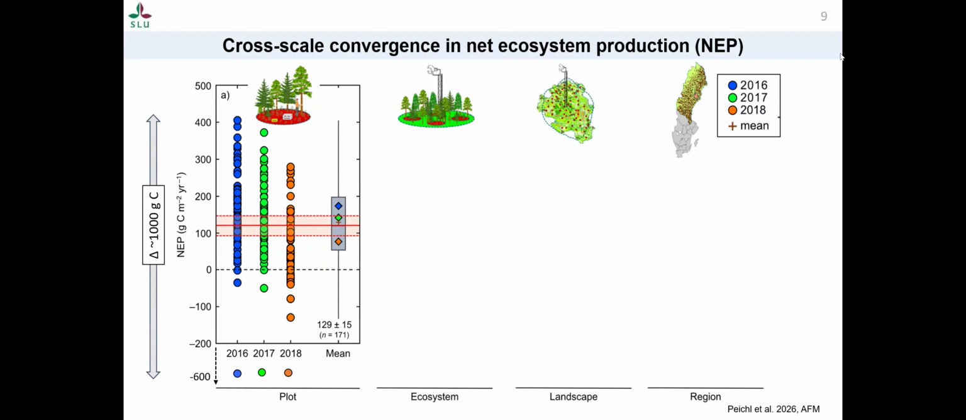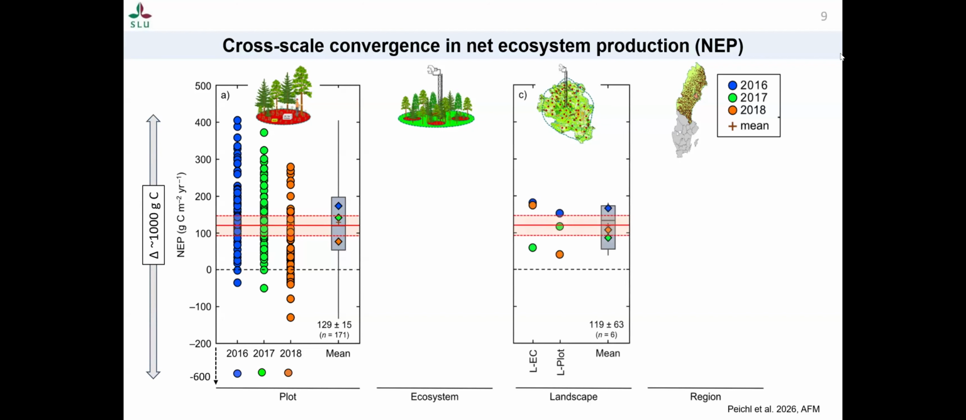But moving then on to the landscape level estimates, here we have two estimates, one from the tall tower eddy-covariance measurements and one from the bottom-up scaling of the plot level information. You can see that over the 3 years, they average out to 119 grams of carbon, which is quite similar to the plot level mean.